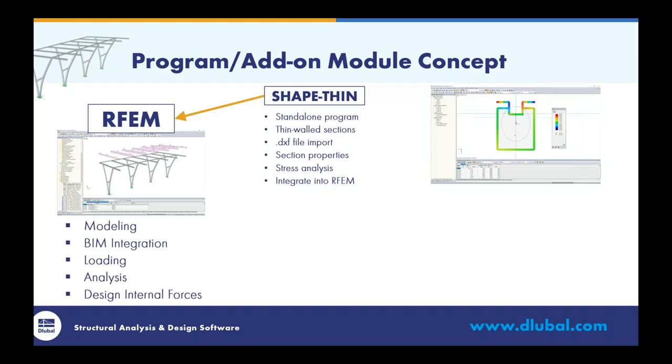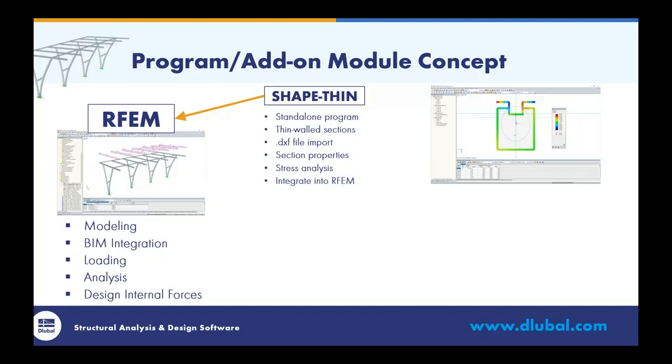So RFEM, again, is a separate program, and this is where we can model our structure entirely. We also can integrate with BIM software such as Revit, Tekla, AutoCAD. We can fully load the structure. We can set up our load combinations, again, according to the ASCE 7, as well as many other international standards, and eventually we get a full analysis. Now, the analysis will provide us with design internal forces, deflections, support reactions, and we can take this analysis information into our own tools to do the design.